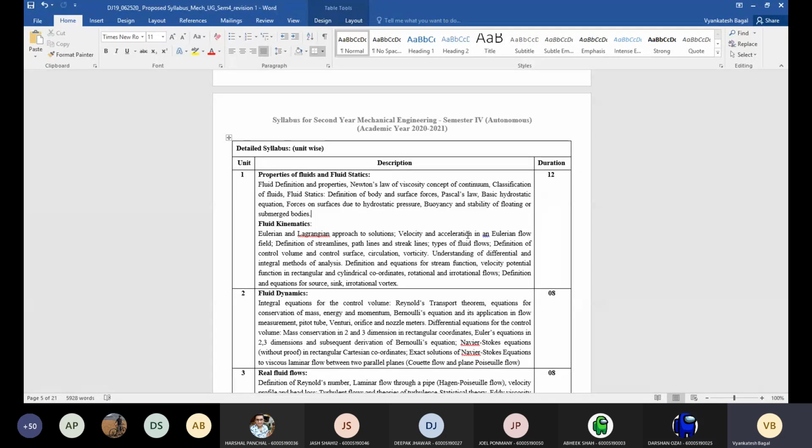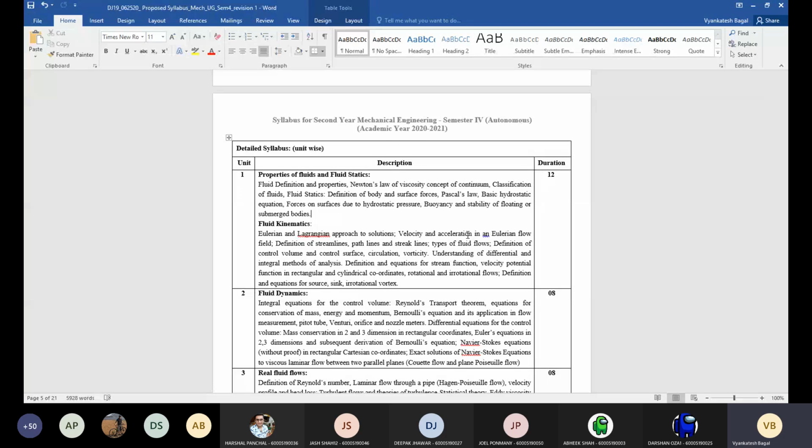Then the two most important parameters whenever we talk about fluid motion are the fluid velocity and the acceleration. This we are going to study in fluid kinematics. We'll try to find out what will be the velocity, maybe in 2 dimensions or 3 dimensions, and the acceleration components, maybe in 2-dimensional flow or 3-dimensional flow. So we'll learn how to calculate the velocity and acceleration using these approaches, Eulerian approach and Lagrangian approach. That part will be covered in fluid kinematics.